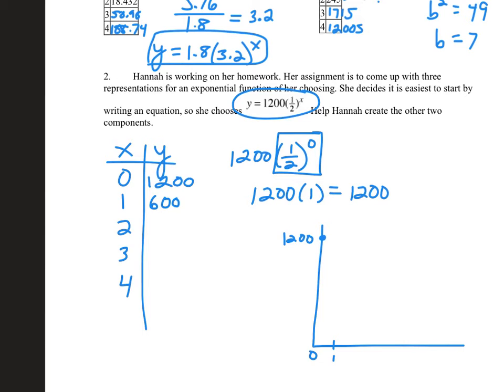1/2 to the second is 1/4, so we're taking a fourth of 1200. A fourth of 1200 is half of 600. 1/2 to the third is 1/8. Now we're 1/8 of 1200, and 1/8 of 1200 is 1/2 of a fourth. Basically, we're halving if we increase x by 1 each time.